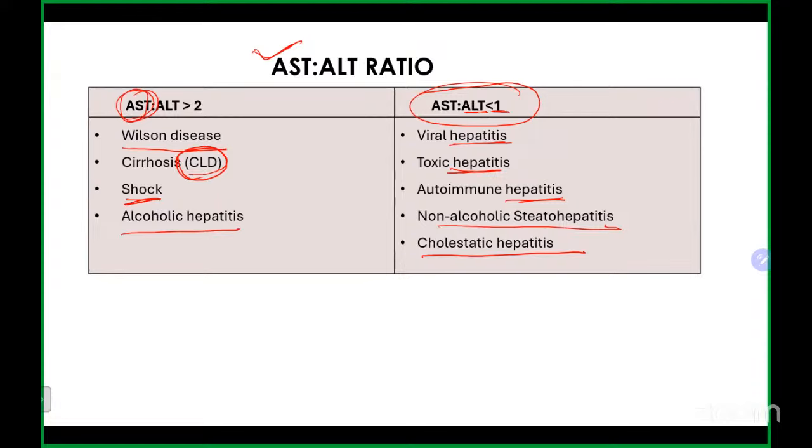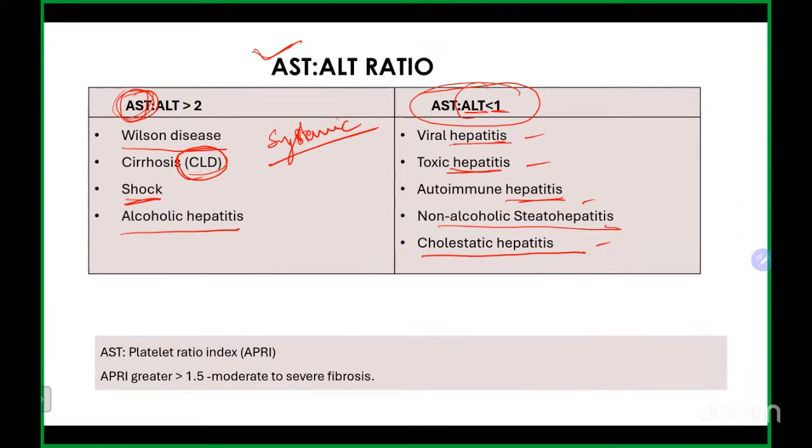So that's a simple way of remembering when to suspect what disease. If you have a very high ALT, you will think of more hepatic causes. Whereas when you have a very high AST, think of systemic disorders, like Wilson's disease, alcoholic hepatitis, some chronic cirrhosis, like hemochromatosis, other causes, whichever have systemic symptoms. So that's how you remember it.